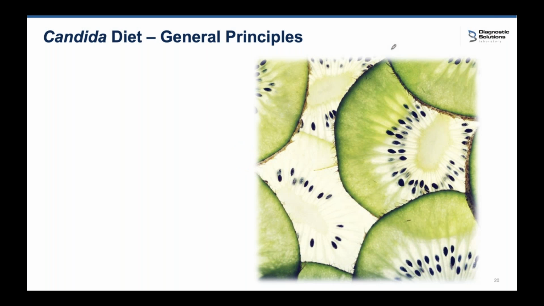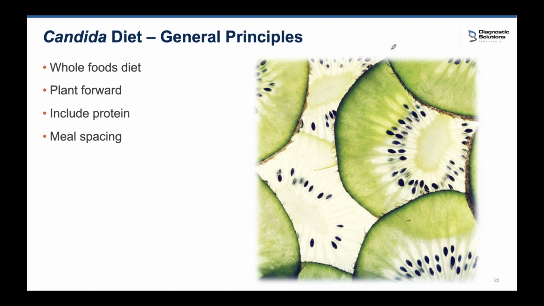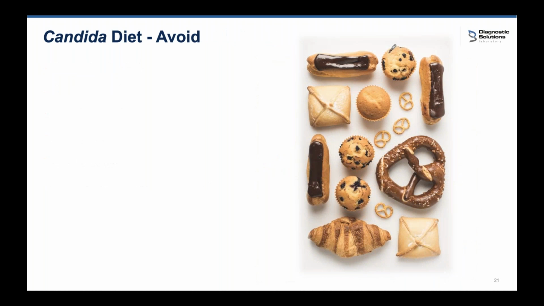General principles would be following a whole foods diet, plant forward. So most of your diet is going to be plants, with some well-selected protein, and then spacing your meals so you have that chance for the Candida to not be fed. Drinking lots and lots of water, keep it simple and manageable. Those are my general principles. I'll get more specific in the following slides.